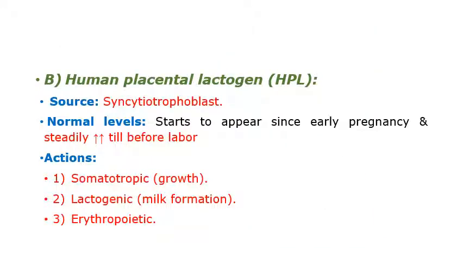Human placental lactogen, again, all the hormones of the placenta are secreted from the syncytial trophoblast. The normal level starts to appear since early pregnancy and increases steadily till before labor. The action of this human placental lactogen is somatotropic, to increase growth; lactogenic, it leads to milk formation; and erythropoietic, to increase red blood cell formation.